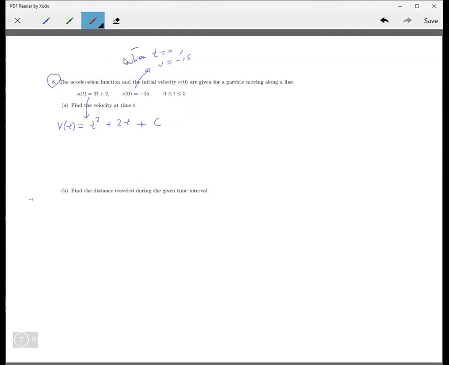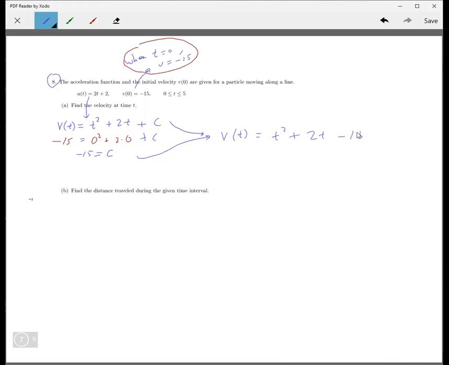Okay, now what we're going to do is use this right here. We're going to plug a -15 in here for velocity, and v is -15 when t is 0. So I'll plug 0 times 0 plus c. Then all that cancels out, and you have c is -15. So you plug this -15 for the c here, and you have the velocity is t squared plus 2t minus 15.